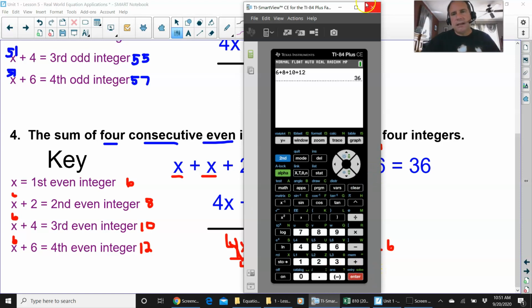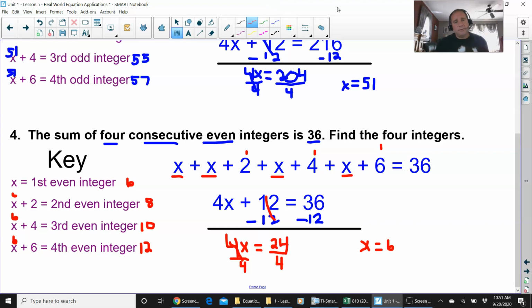And that's how you do that problem. Not too difficult. Just remember, your keys pretty much stay the same. If they're consecutive integers, not consecutive odd or even, it's x equals the first, x plus 1 equals the second, x plus 2 equals the third.